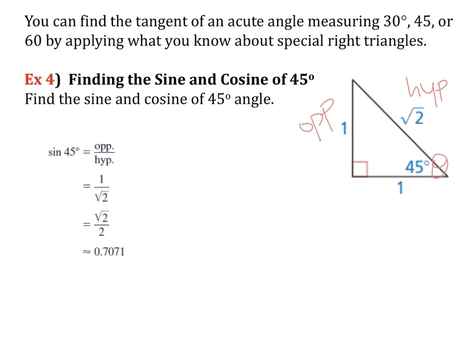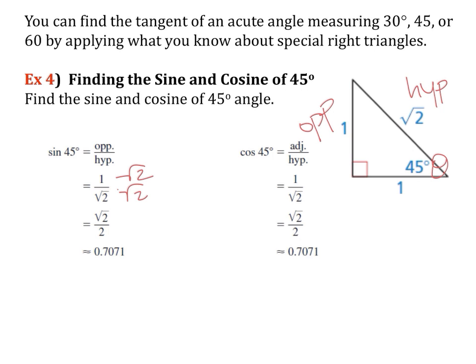And since we can never leave radicals in the denominator, we have to rationalize the denominator. So square root of 2 gets multiplied by both the numerator and denominator, resulting in square root of 2 divided by 2. So your exact answer would stay square root of 2 divided by 2. You could type that in the calculator to get the decimal value.